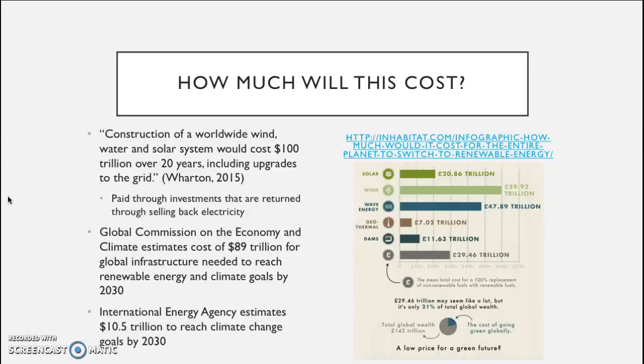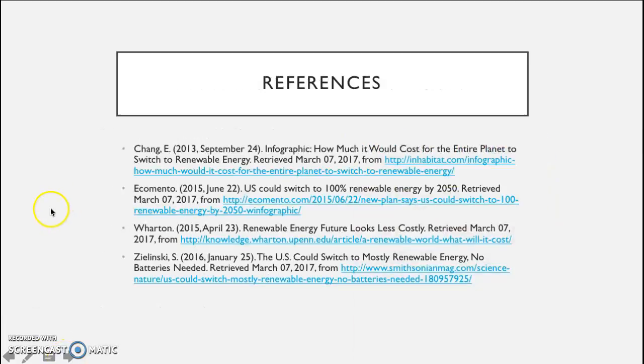And then just one more estimate here is the International Energy Agency estimates 10.5 trillion to reach the climate change goals by 2030. So pretty differing estimates there. And a lot of what I read, there's a lot of debate on how expensive it will be, but these are just some numbers that I did find. And then you can see the references I used here.